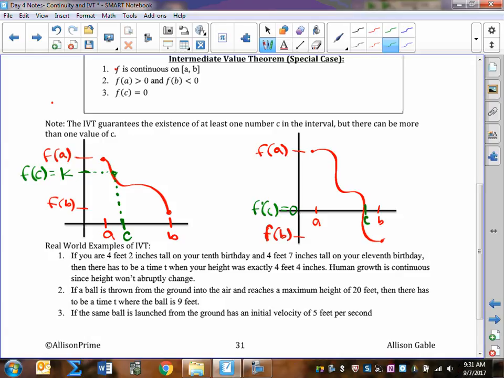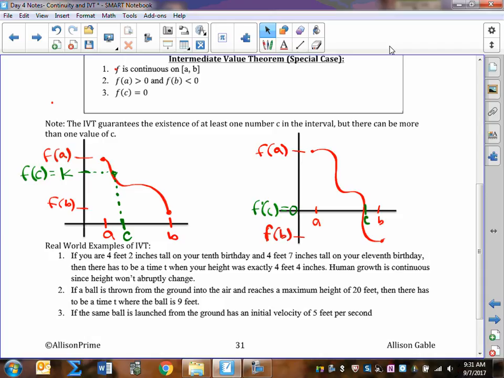Now, if they're both positive or both negative, then we just have that basically every y value in between here is going to have an x value associated. Now, you might have more than one. For example, if this graph would have come back up around, you'd have that y value twice. Right. So real world examples of this, let's talk about height. If you're 4 feet 2 inches tall on your 10th birthday, but then by the next year on your 11th birthday, you've grown to 4 feet 7 inches, there has to have been a time between 10 and 11 years old when your height was exactly 4 feet 4 inches.